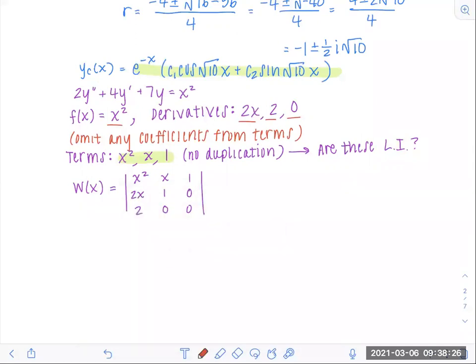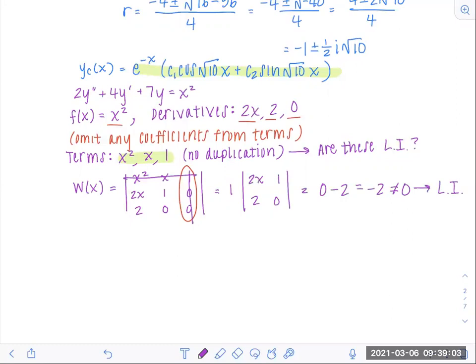So I am going to choose to expand along the last column because 2 of my terms are going to be 0. And so I get 1 times the cofactor matrix, if I strike through here, of 2x, 1, 2, and 0. And so this gives me 0 minus 2, which is negative 2. That is not equal to 0, so we can conclude linear independence. All right, so it didn't take too long to check that. So go ahead and just do a quick check to make sure these are linearly independent.